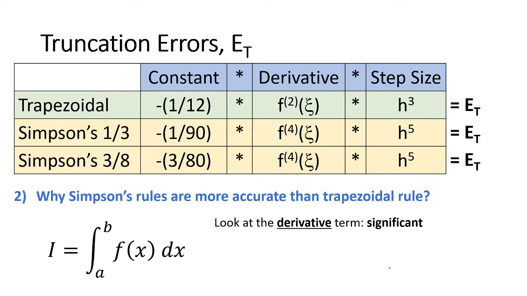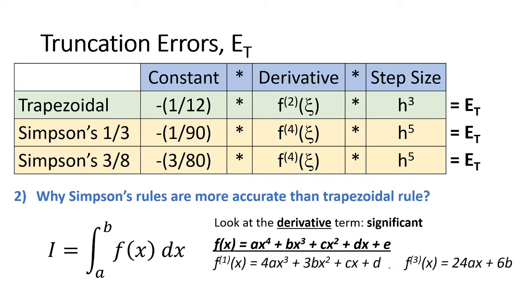Okay, next we are going to look at the derivative term, which is more significant. Why is it so? Okay, let's base it on the same function to be integrated, for example, ax power 4 plus bx power 3 plus cx power 2 plus dx plus e. So if we investigate based on the derivative term, we can see that for the trapezoidal rule, the error depends on the second order derivative, and for Simpson's rule, the error depends on the fourth order derivative. So we can differentiate the function to be integrated 4 times. Okay, we will get these 4 derivatives.